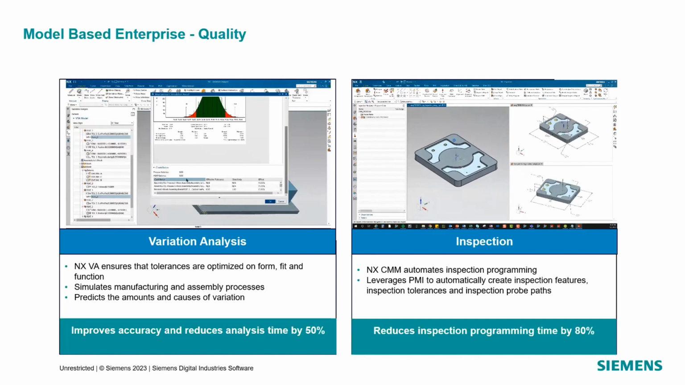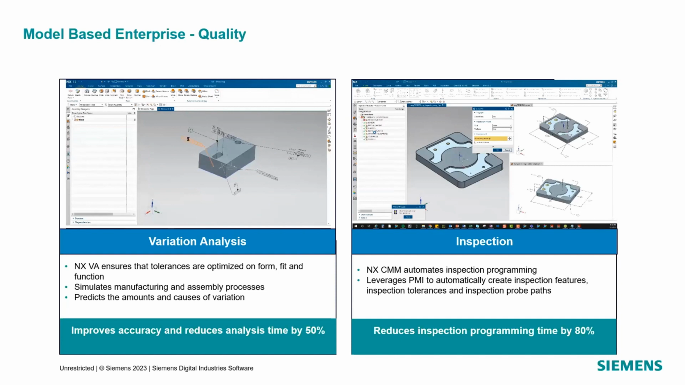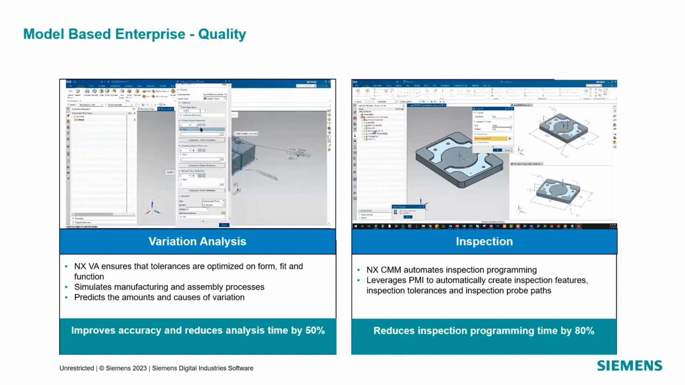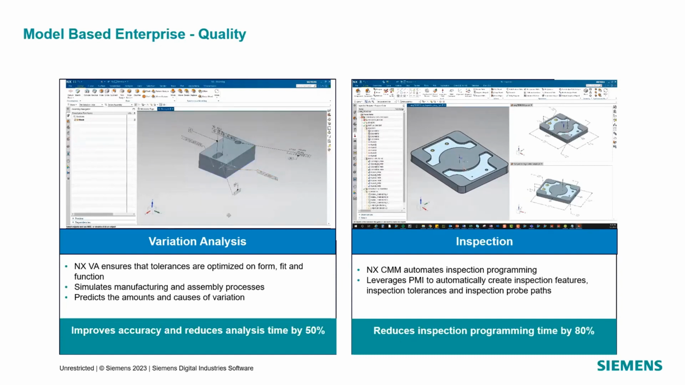I just tell it, here's the model, here's the PMI, generate all the inspection paths off of that. And so it'll read that and quickly generate, and then you can run through, verify that, and then go ahead and push that out to your coordinate measuring machine. So again, this is where dramatic changes and reductions happen.